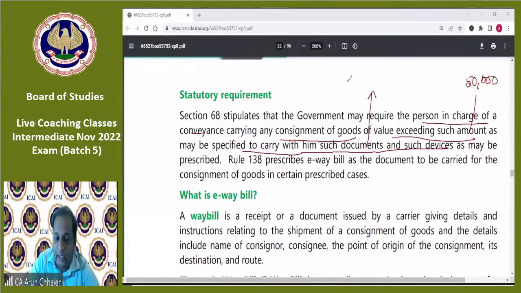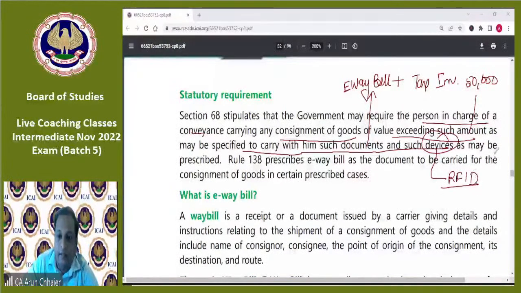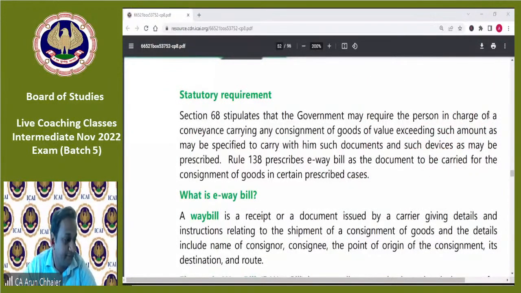In case of the document, you can say the e-way bill supported by a tax invoice or bill of supply or delivery challan or bill of entry, as the case may be. Such devices, they are talking about RFID devices, radio frequency devices. We'll discuss that part also. As may be prescribed, Rule 138 is the rule which we are going to discuss in detail.